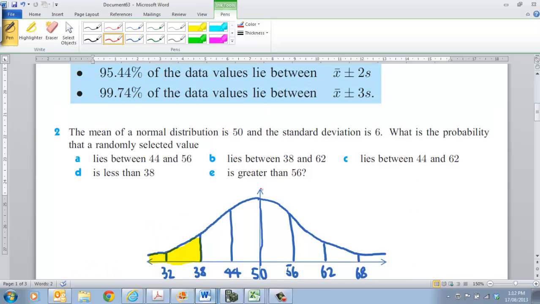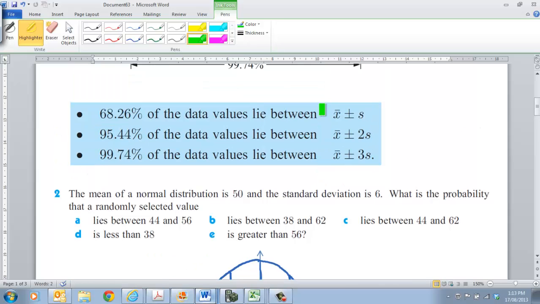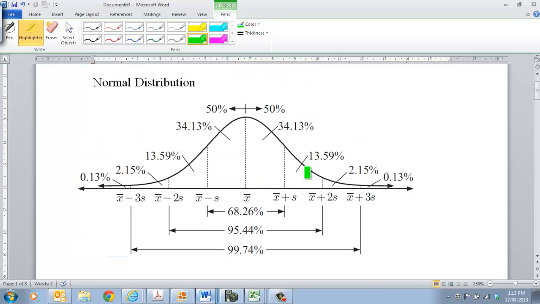If I was looking for a greater than 56, all right, then I'd be looking at this region here, going greater there. And I just have to add, obviously, these particular values. I have to add 13.59%, 2.15% and 0.13%, and that will be my particular area.